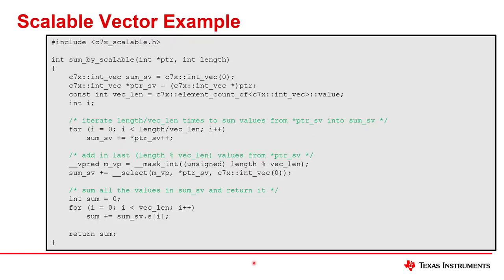I've completed going through the parts of the example, so now let's look at the entire thing as promised. These are the arguments into the function sum by scalable. Here's the setup code using int_vec where it needs to, element count of. Here we are going through the loop to sum values from here into a sum SV, working a vector's worth at a time. And remember, this vector is the perfect length for the DSP we're running it on. Then we add in the last little bit, and then we sum it all up into a single scalar and return that scalar.